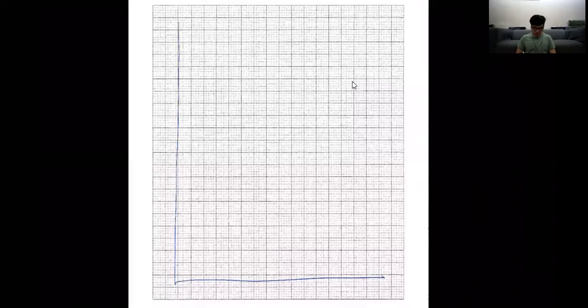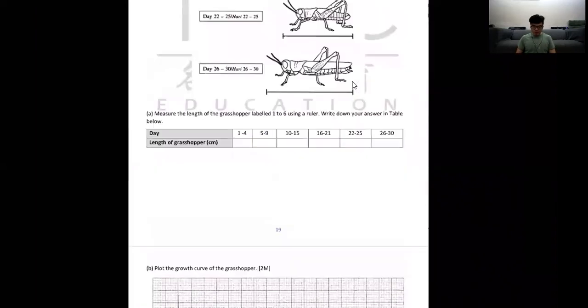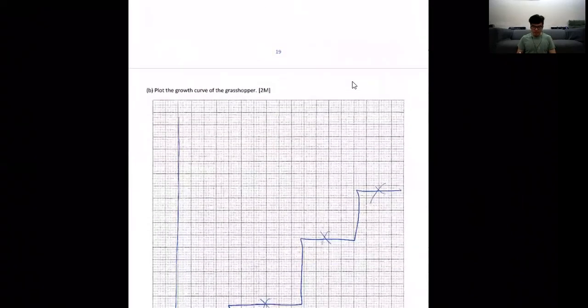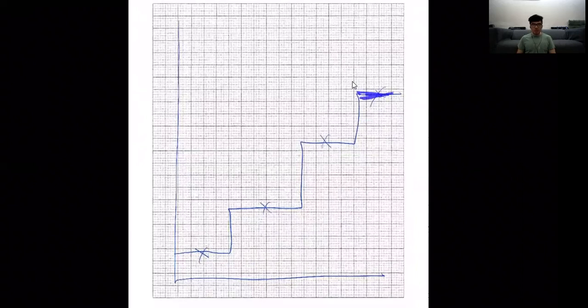And then when you plot your dots like that, please don't draw one straight line, because insects don't grow in a straight line. They have to be like this, this, this, this. Remember the X is at the flat line here, because the value you plot is when they don't grow. When they are still in a steady state, they are not growing. So it's like a step.